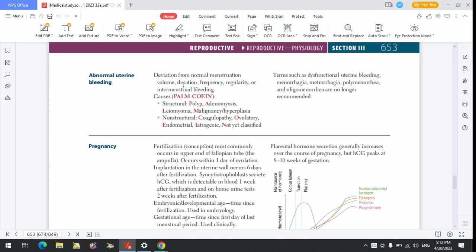is the duration of the bleeding, which is the menses, that is 3 to 5 days. So it should normally be 3 to 5 days. Some people have 7 days, but on the average, it is 3 to 5 days.